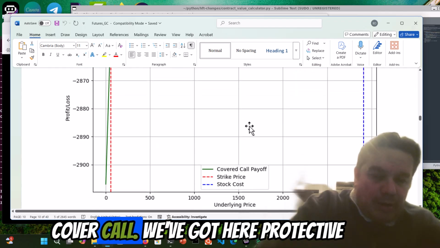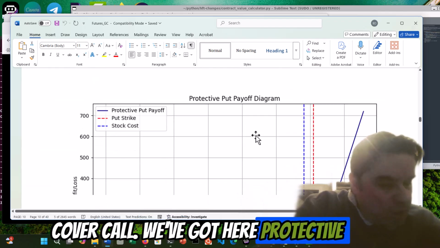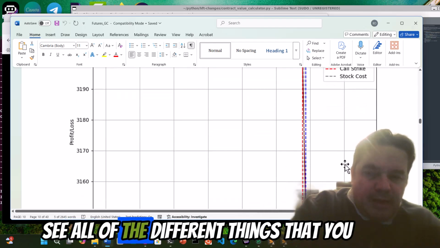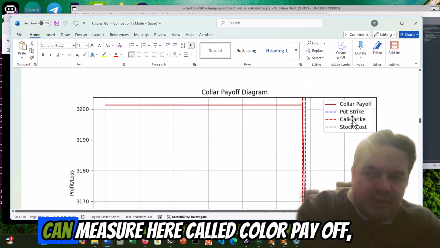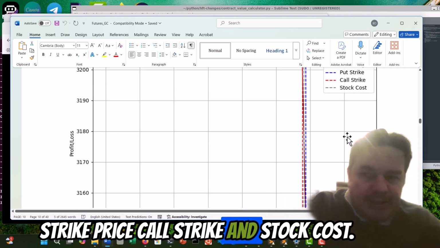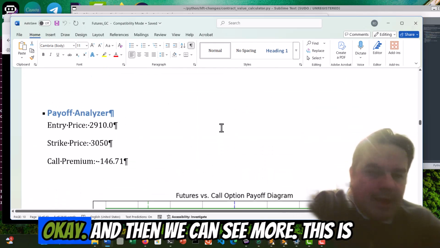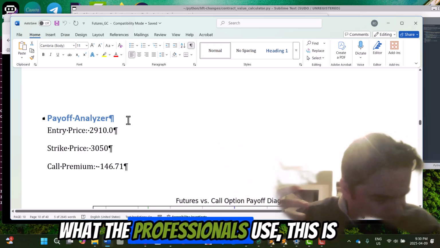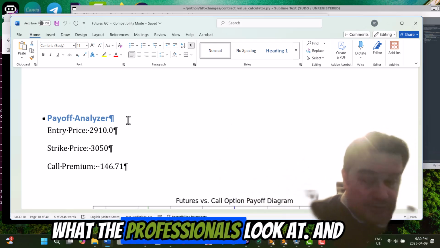Again, covered call. We've got here protective put, a collar payoff as well. And you can see all of the different things that you can measure here: collar payoff, strike price, call strike, and stock cost. Okay. And then it gets even more. This is where the value comes in because this is what the professionals use. This is what the professionals look at.